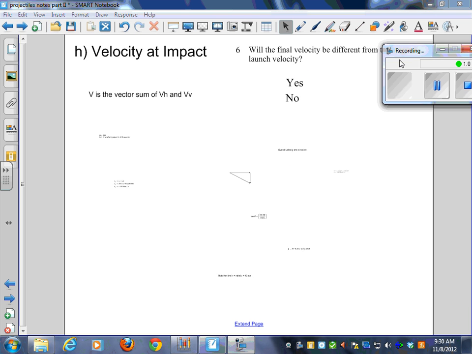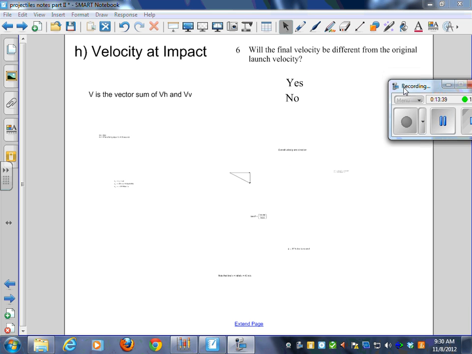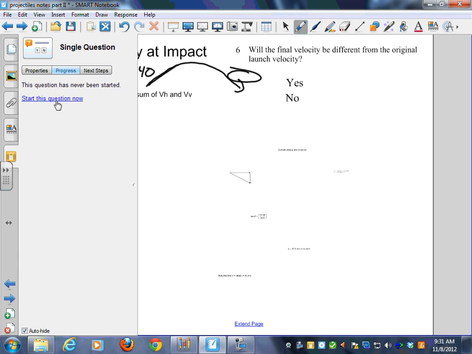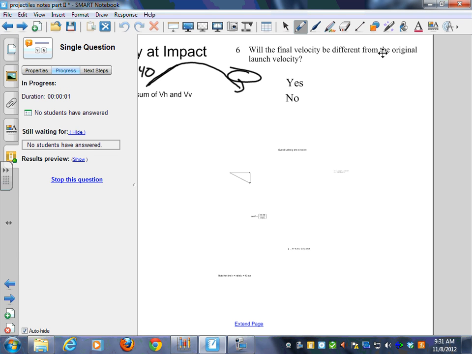The velocity at impact. I have a question for you before I begin. Will the final velocity be different from the original launch velocity? Remember, the original launch velocity, I think, was 40. Am I right? So as it goes up and then comes down, what will the speed be here at the end? Will the final velocity be different from the original launch velocity? What do we got for an answer?